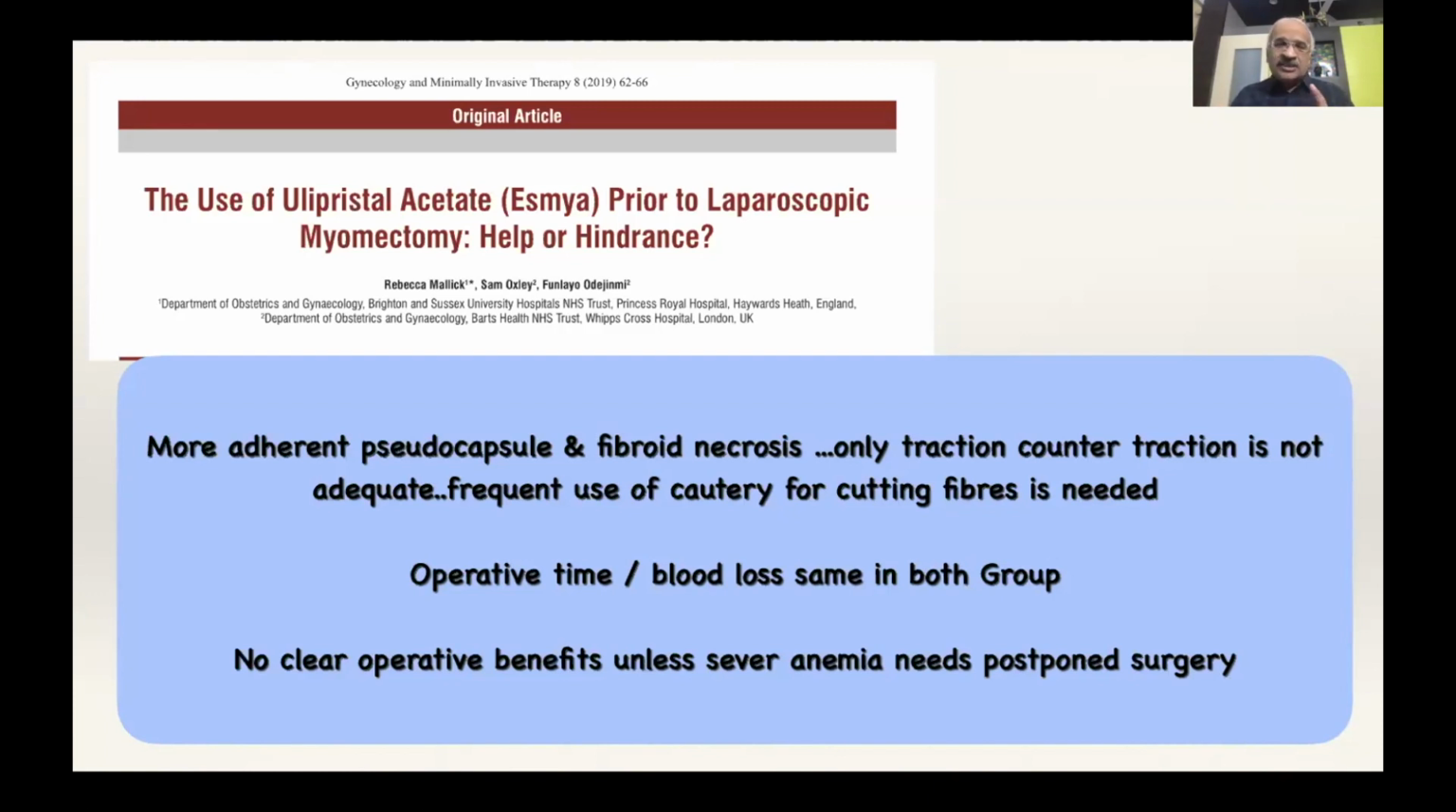But Donnez et al. have published a study which says that if there is a type 2 submucous fibroid, you can give ulipristal for a period of 3 to 4 months and see if there is a 50% or more regression in the size of the fibroid. If that occurs, probably the patient can pursue even a natural conception or IVF.